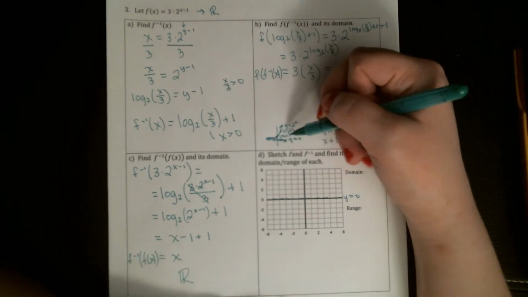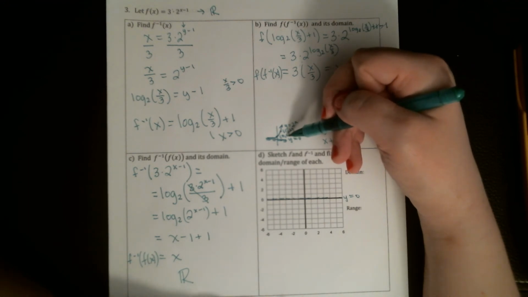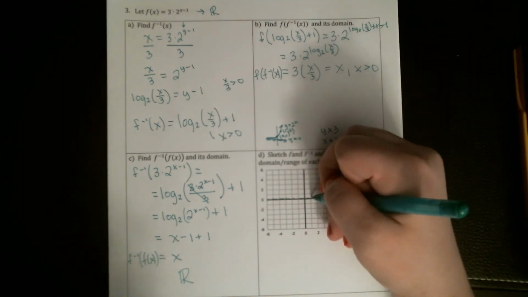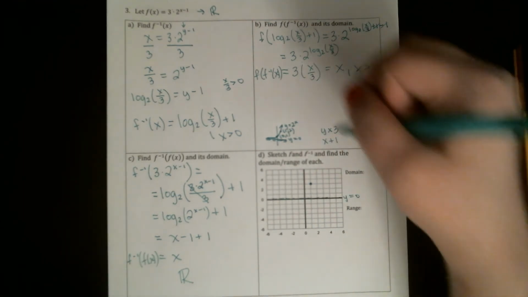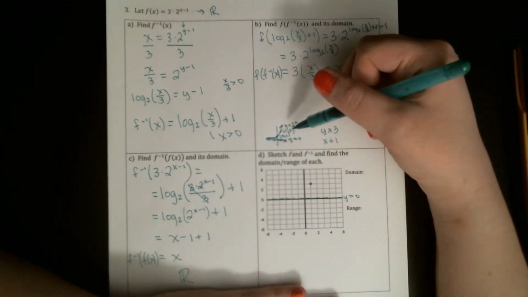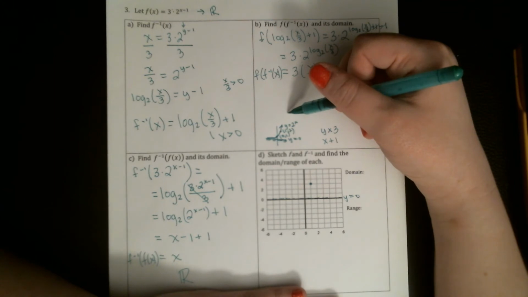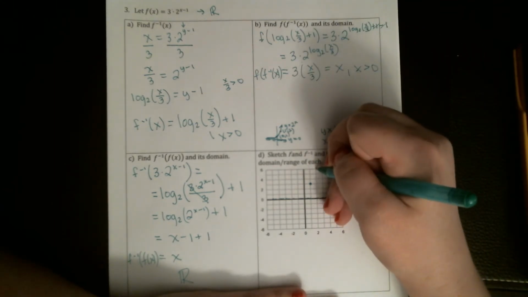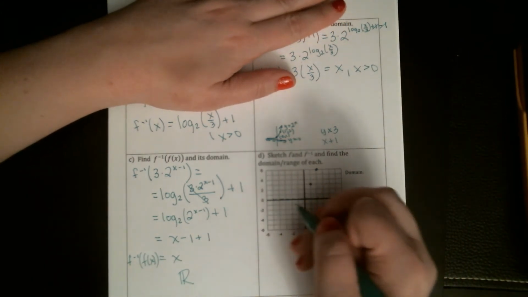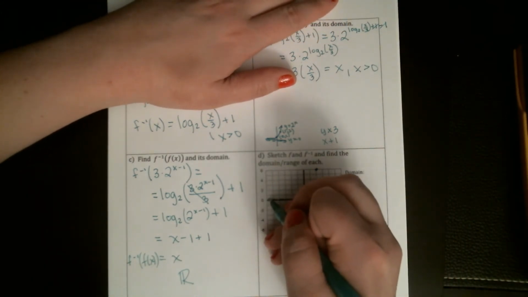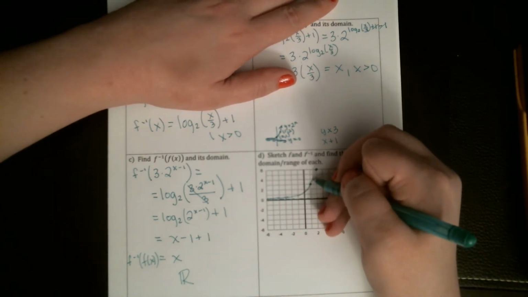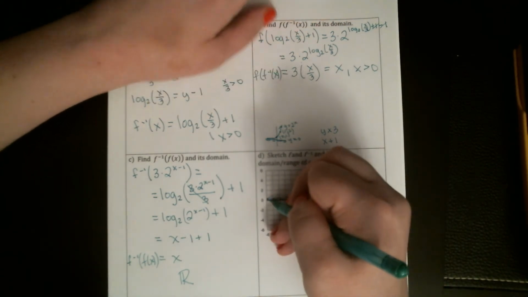If I take the point 0, 1 and do vertical stretch, it will land at 0, 3. And then if I shift it to the right one, it will be at 1, 3. If I take the point 1, 2 and do vertical stretch, it lands at 1, 6. If I then shift it to the right, it will be at 2, 6. Okay, so let's see. This is going to go something like that. Okay, so there's the exponential function.